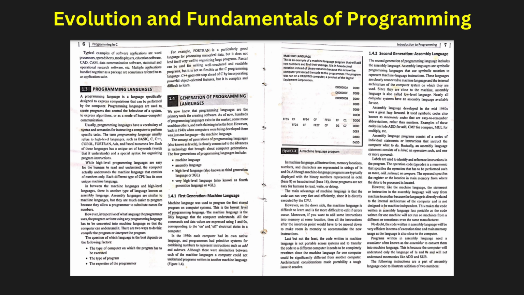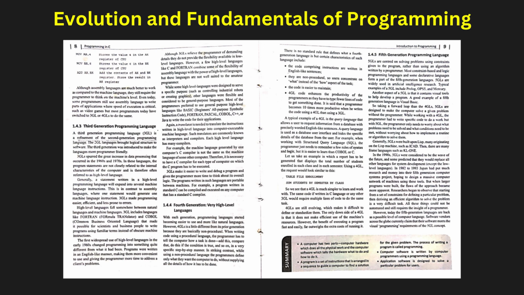At first, evolution and fundamentals of programming. Programming has evolved significantly from machine level coding to modern high level languages. The early computers required programmers to write code in binary format, zeros and ones, which was very difficult and error prone. Assembly language made this easier by introducing mnemonics, but it was still hardware dependent. The invention of high level languages like C, Python, and Java allowed programmers to write human readable code that could run on different machines.